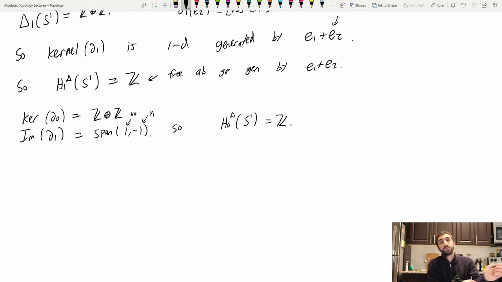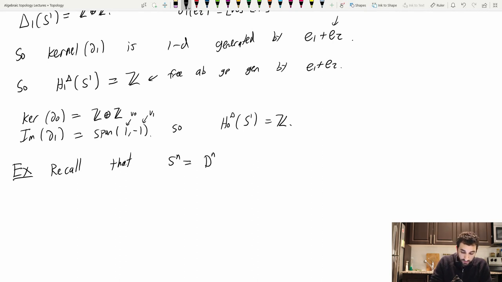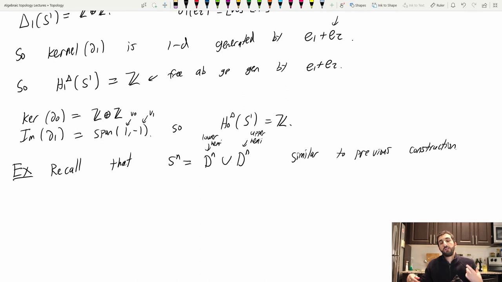Great. So let's do one more example, or one more family of examples, that shows us that homology can detect higher dimensional holes. So recall that the n-dimensional sphere is equal to the n-disk together with the n-disk. So this is like the lower hemisphere, and this is like the upper hemisphere. And similar to this previous construction, the n-disk is homeomorphic to the n-simplex.